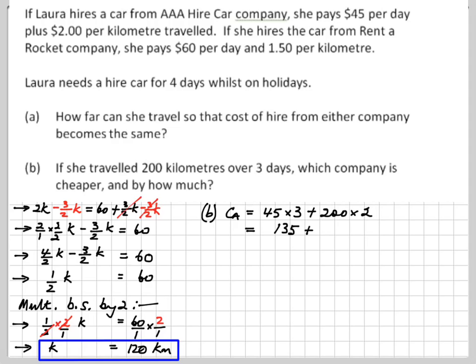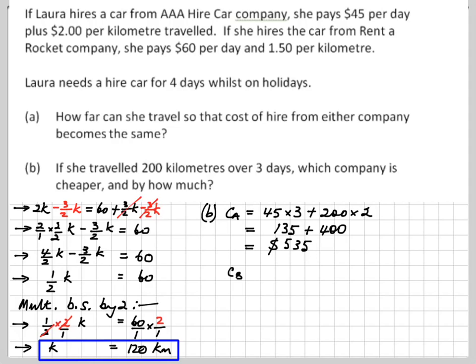So what does that come to? A lot of money, I think. That's 135 plus 400, which gets you $535. Good heavens, I hope she really needs that car. Now, what about the CB? I mean CR, guys, the Rent-A-Rocket.